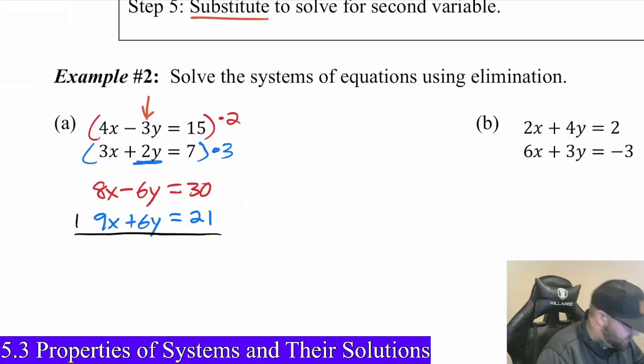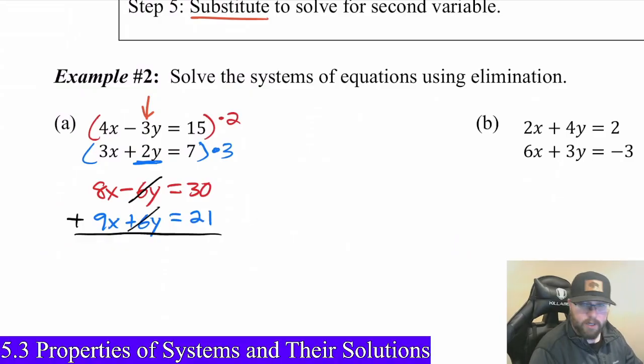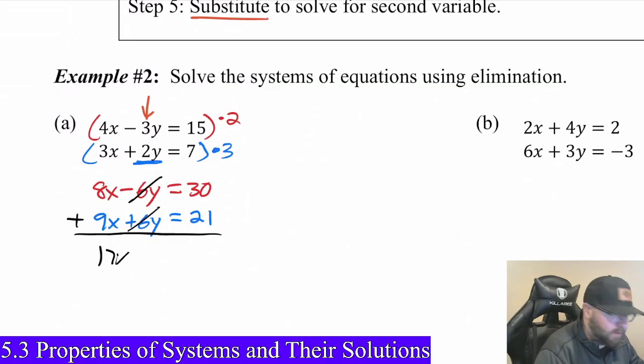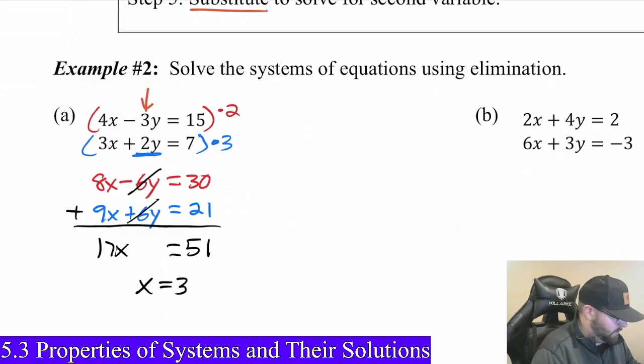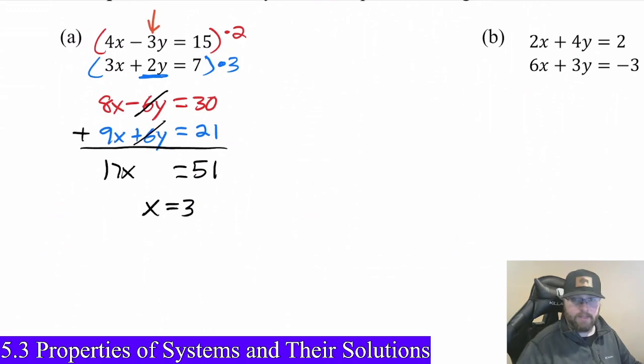Okay, so when we add these two together, we're going to see that the y's eliminate, and we're going to be left with 17x on the left and 51 on the right. So when we divide both sides by 17, we get x equals 3. Okay, now that we know what x is, we solved for the remaining variable.